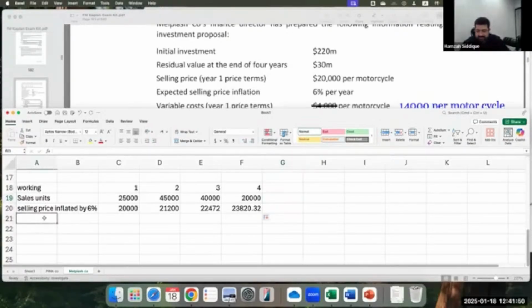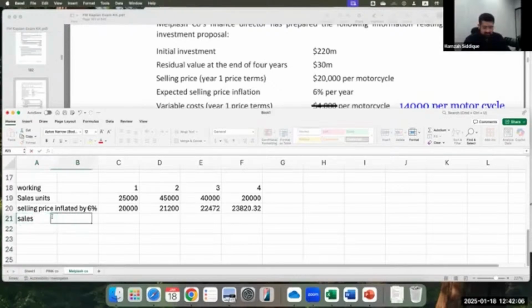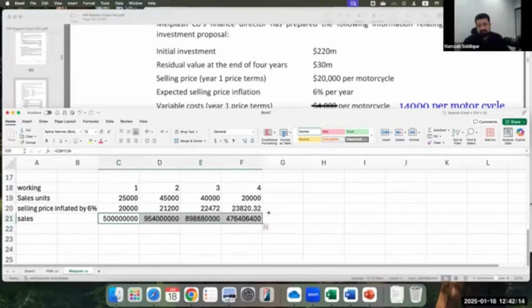Selling price inflated by 6%. In the previous question, they had given a selling price different for each year, in today's terms. Here they have given just the year one price and say that after that it will inflate by this. Okay, good, nice. So sales equal price into units. Here is the sales.